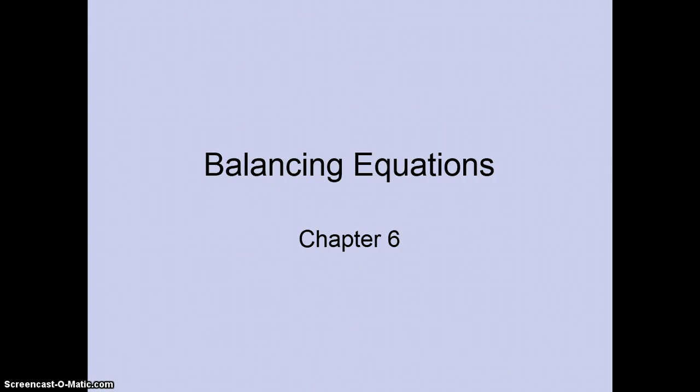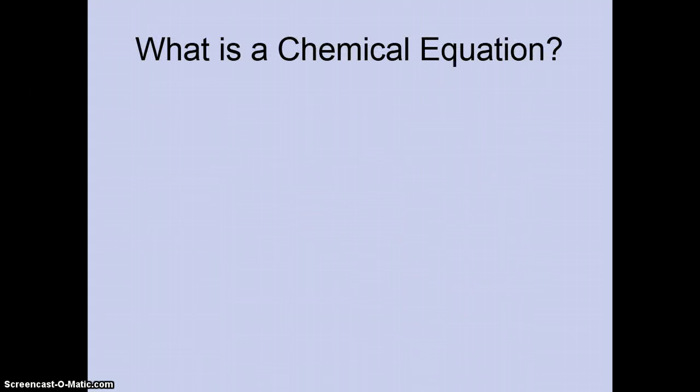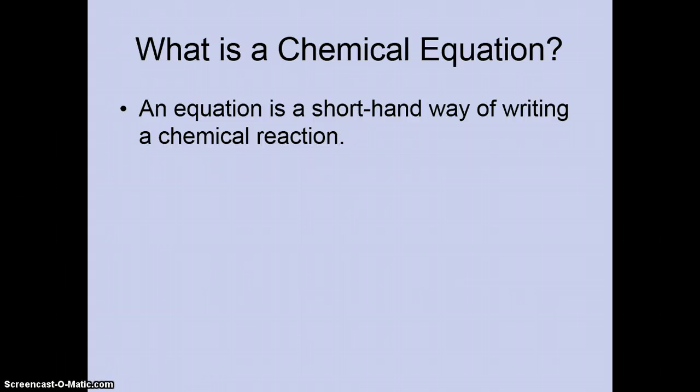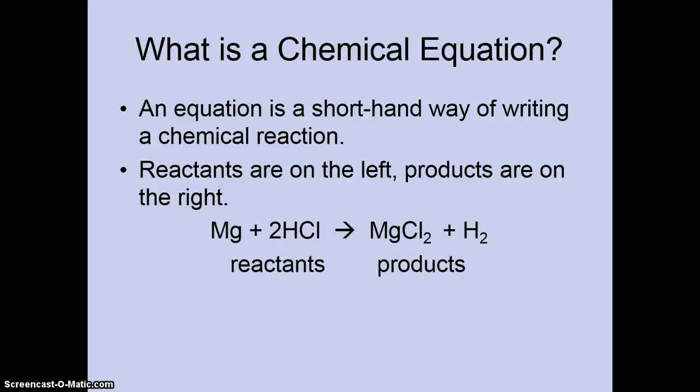This is going to be a quick review of how to balance equations. This is from chapter 6 in your textbook. So what is a chemical equation? A chemical equation is a shorthand way of writing a chemical reaction, and reactants are always on the left, products are on the right. And I know this is just a quick review. You already know this. Remember that the arrow points to the products.